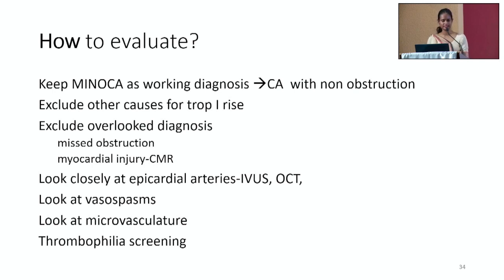We have to reassess the angios. We have to look for the missed obstruction. We have to look for the myocardial injuries, which can closely mimic myocardial infarction. Then once we diagnose MINOCA, we have to look for the cause. We have to look closely at the large arteries, and then we have to look at the microvasculature as well, and then we have to look for the vasospasms. And thrombophilia screening also plays a role.